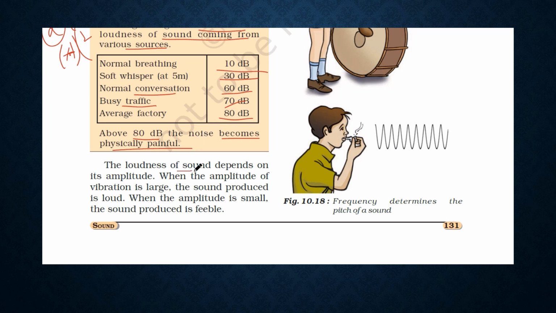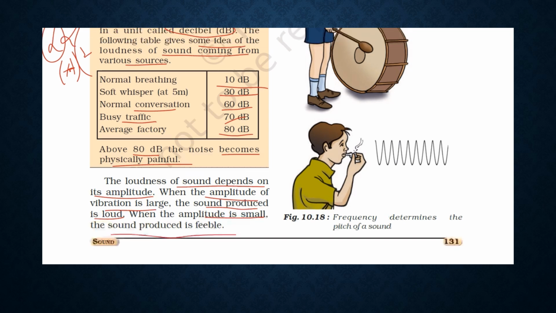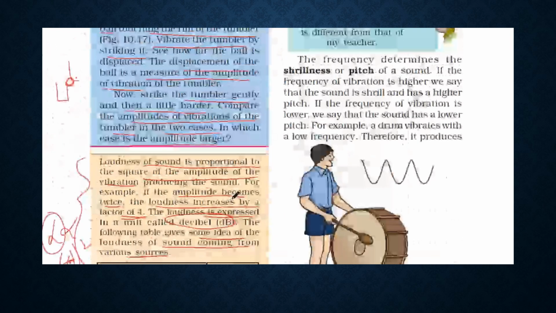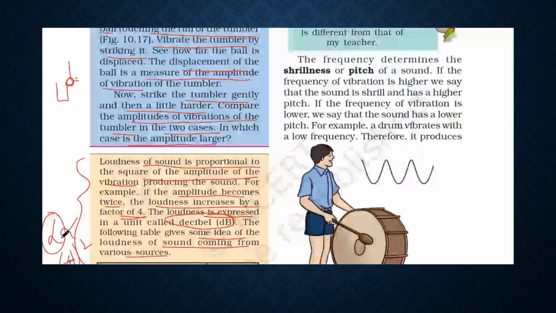Okay, so the loudness of sound depends on its amplitude. When the amplitude of the vibration is very large, the sound produced is always loud. When the amplitude is small, the sound produced is feeble. So, it depends on the amplitude only. We have told you that loudness depends on the amplitude.